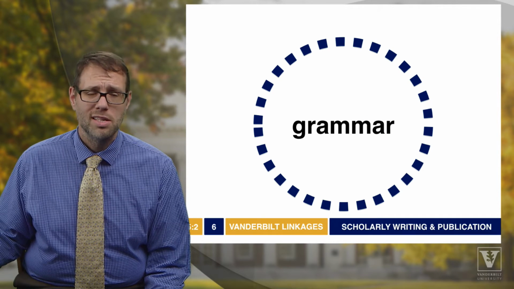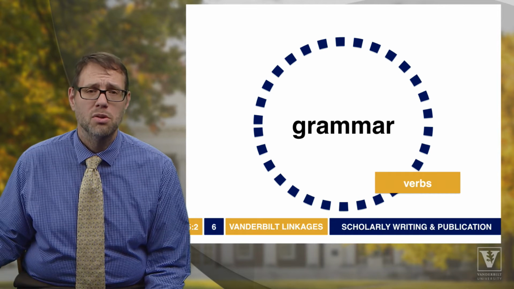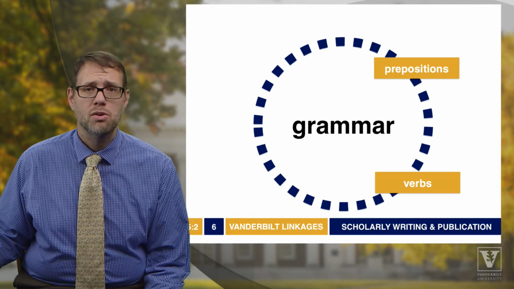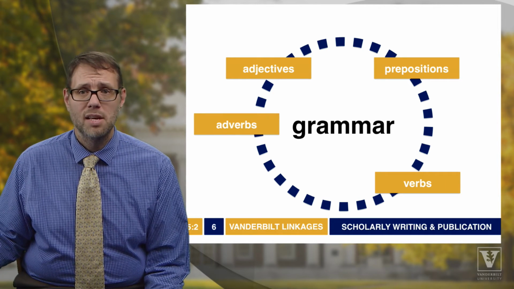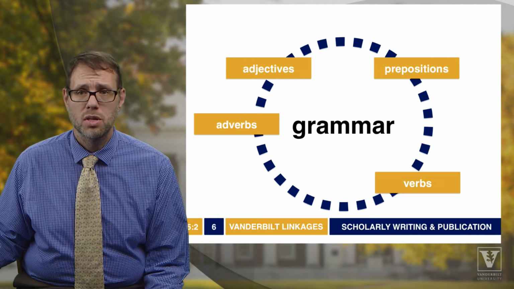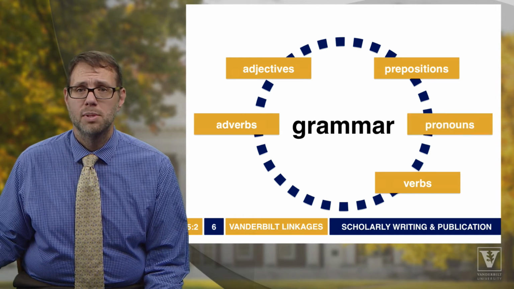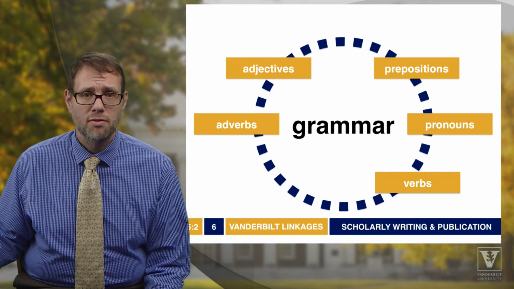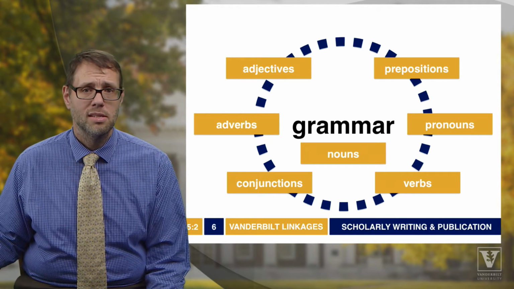So grammar is just your regular parts of speech in English. We've got your verbs, and you want to make sure you're using the consistent and correct tense. You've got prepositions. You want to make sure of the proper placement of your prepositions in your sentences. Adjectives and adverbs, you want to reduce your use of both of these. Minimize the use of adverbs and adjectives. Pronouns, you want to make sure that you're consistent, that you always have a referent for your pronoun. Conjunctions, that you're using them correctly and consistently.